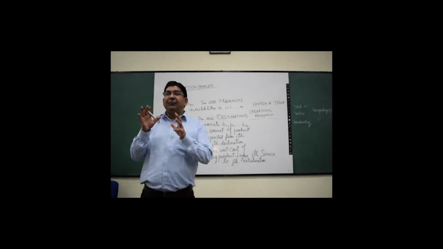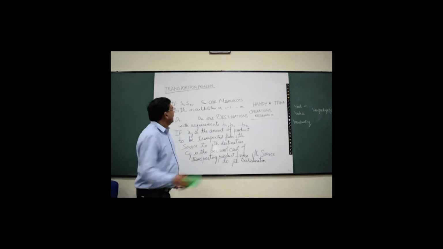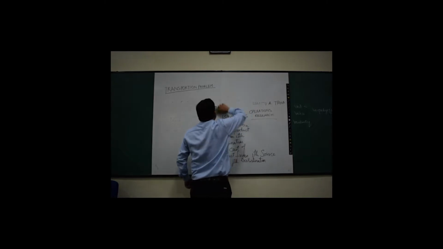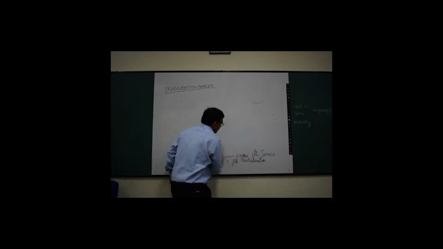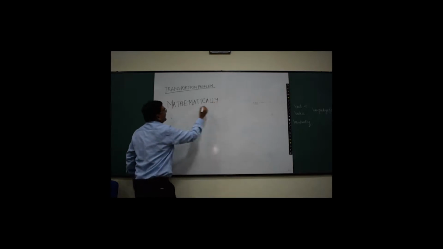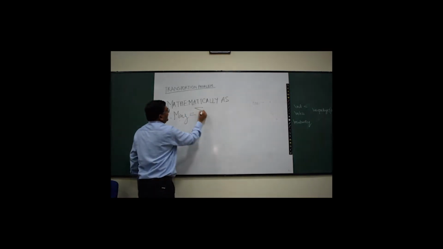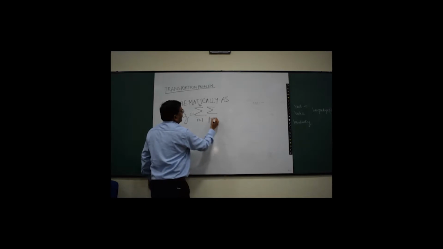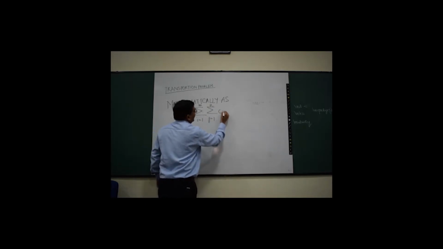Then, mathematically, a transportation problem can be written as: minimize z, where z is a function equal to the double summation, i from 1 to m, j from 1 to n, of cij xij.